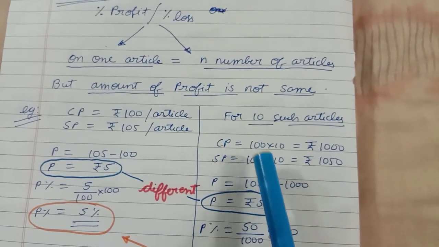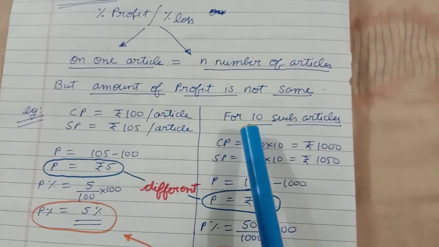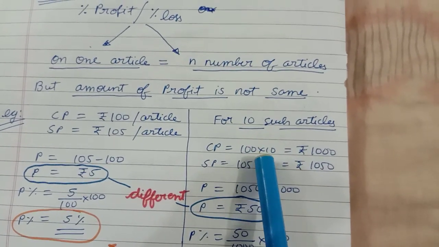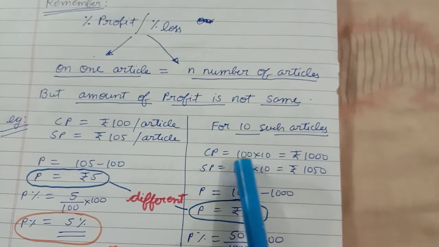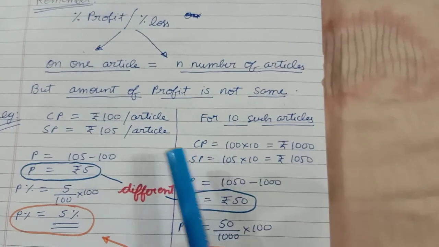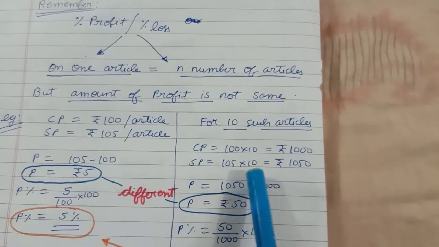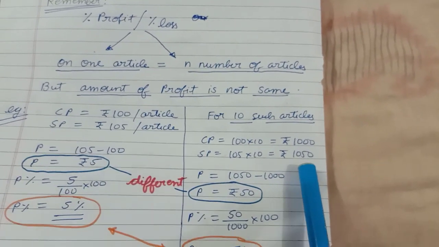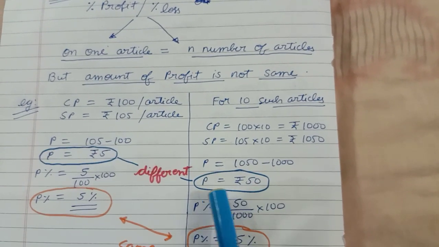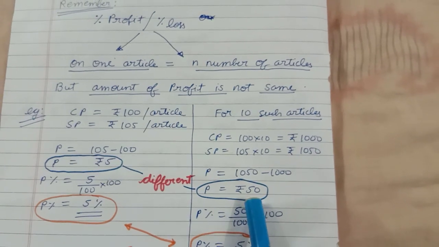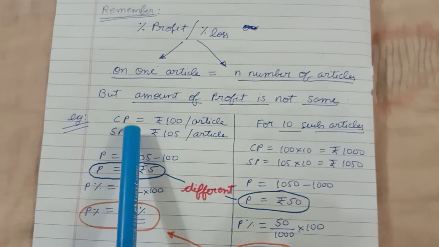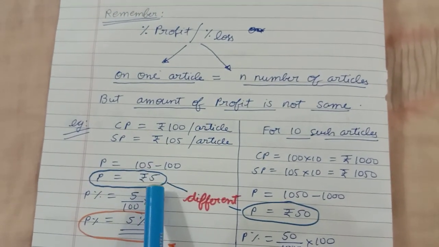Now here is another shopkeeper. He does business in the same article, but he buys 10 articles. So cost price for 10 articles is 10 into 100, that is 1000, and selling price will be 105, same as over here, into 10, so it is 1050. His profit will be 1050 minus 1000, so his profit will be 50, but he does business in 10 articles. This fellow does business in one article, his profit is rupees 5.